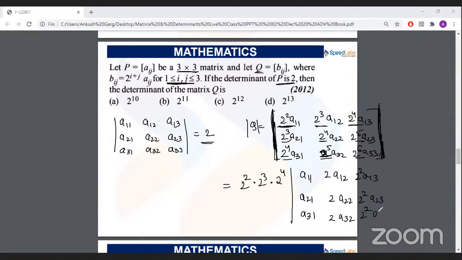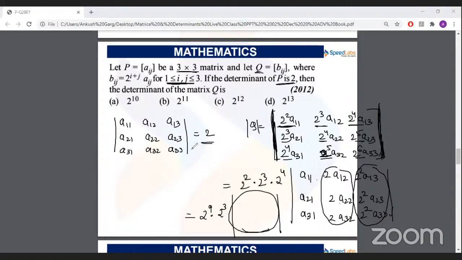2 square a3. Okay, and here guys you can again see, from column 2 and column 3, again I can take 2 and 2 square common. So here this is coming 5 plus 4, 9, 2 to the power 9 was already out, 2 and 2 square from here, that means 2 cube again outside. And can you see the remaining determinant again will be P only, right? Determinant P, that value is 2.